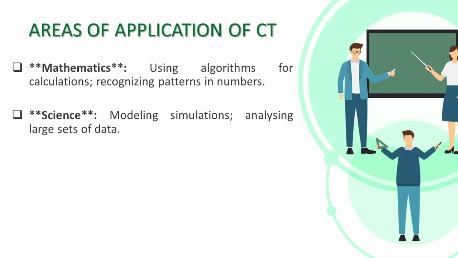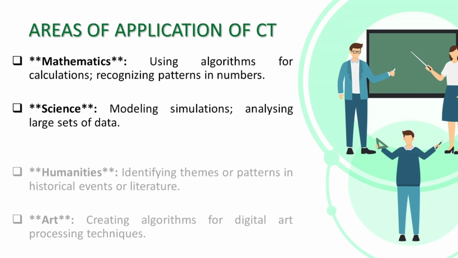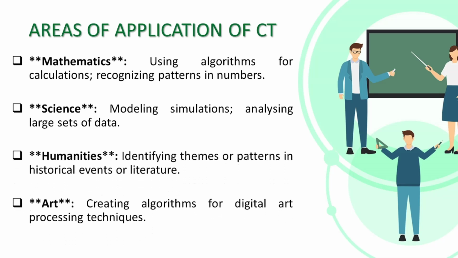We proceed. Areas of application of computational thinking. The first area is mathematics. Using algorithms for calculations, recognizing patterns in numbers. Sciences, modeling simulations, analyzing large sets of data. So we can use computational thinking in these areas. We have humanities, identifying themes or patterns in historical events or literature. Then we have art, creating algorithms for digital art, processing techniques. So these are some of the common areas where computational thinking is applied.